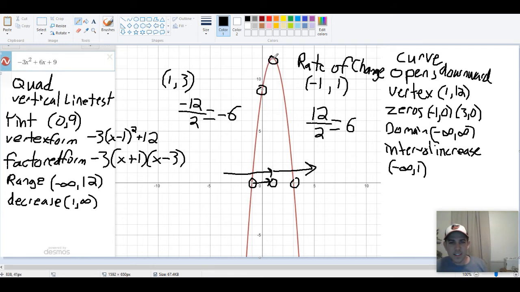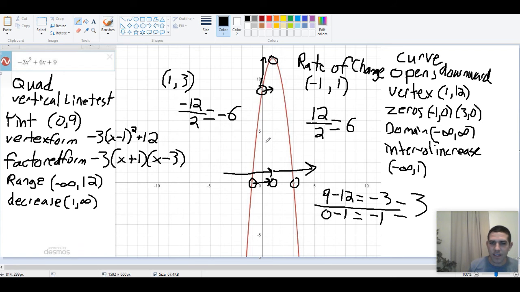Alright, I'm going to use the last 2 points. The y-intercept and the vertex. The rate of change, let's see. The change from the y-intercept up to the vertex was from 9 to 12. So let's see. 9 minus 12 gives me -3. The change in my x over those same 2 points is just 1. It went from 0 to 1. That's a change of -1. -3 over -1 is 3. The rate of change from the y-intercept to the vertex is 3.